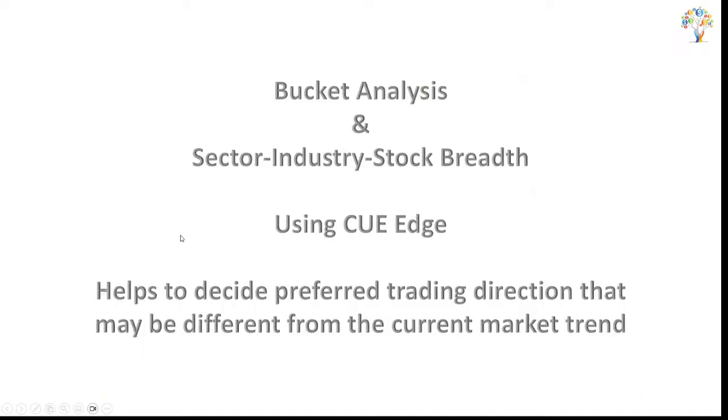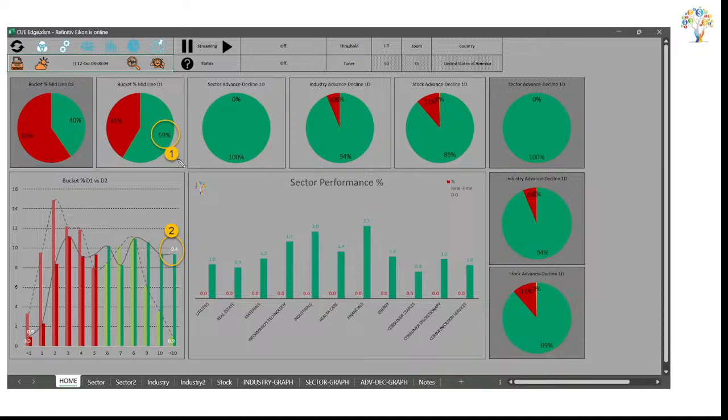Bucket analysis and sector industry stock breadth using QH helps to decide preferred trading direction that may be different from the current market trend. Bucket analysis. 59% of stocks in QH S&P 1500 are above mid-Bollinger Band, that is bullish. Is it overbought? Percentage of stocks above upper Bollinger Band is only 9.4%. It will become overbought when it hits 30-40%. It is far from there. So it is now bullish but not overbought. Supports buying, does not allow shorting.